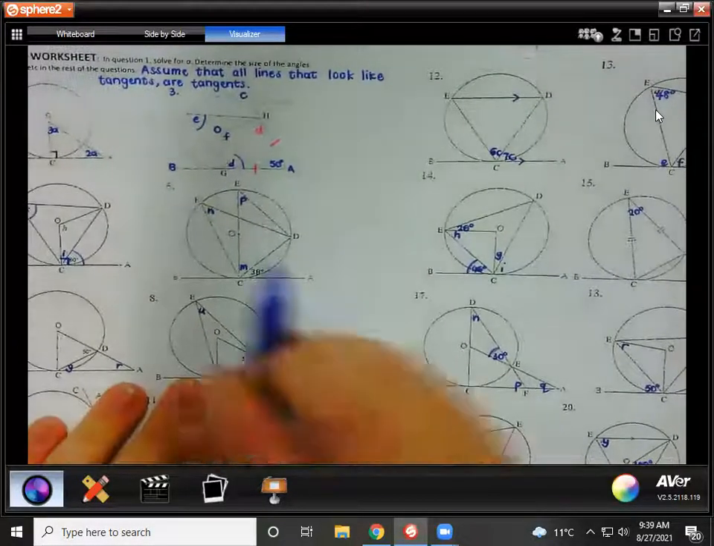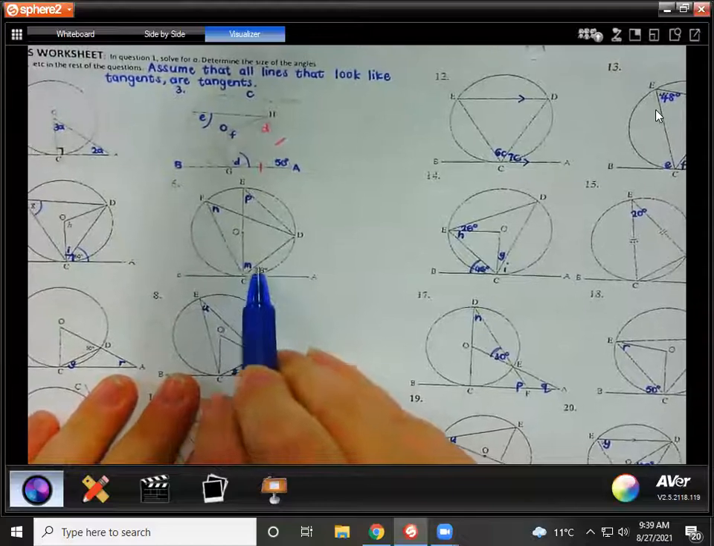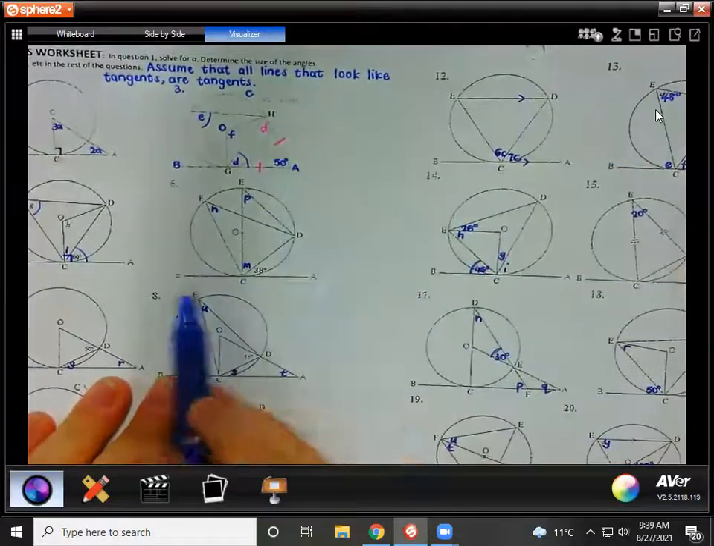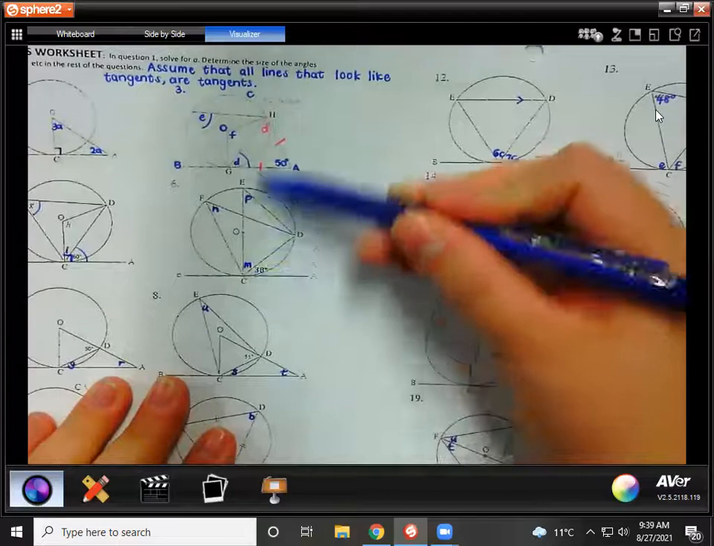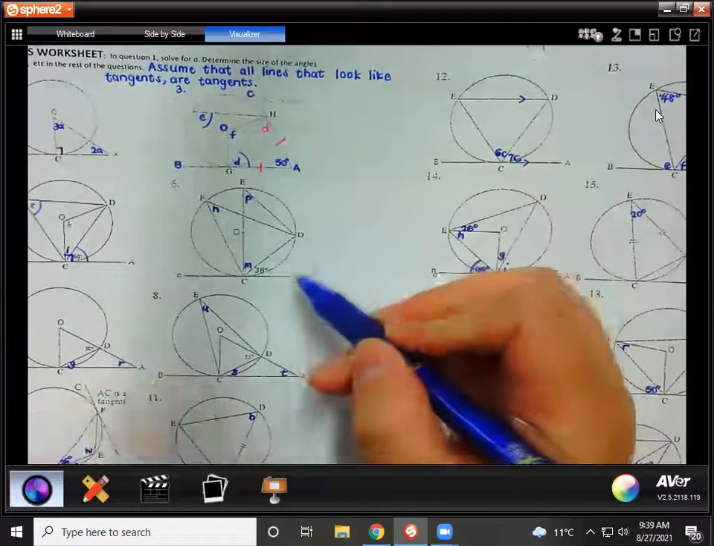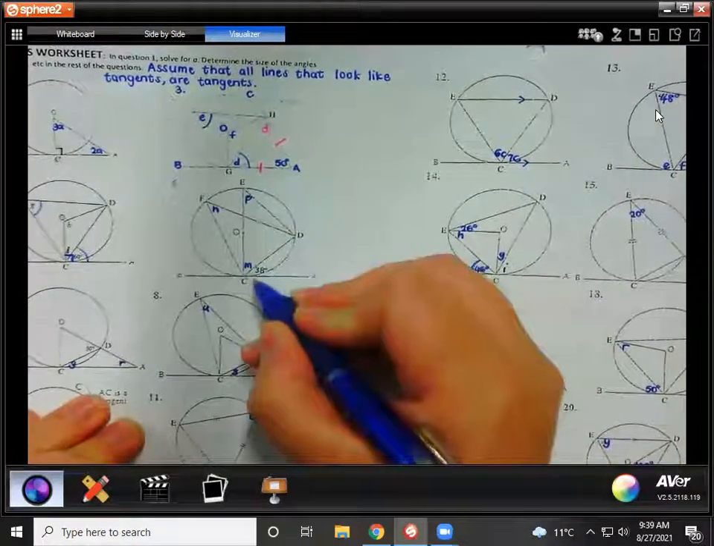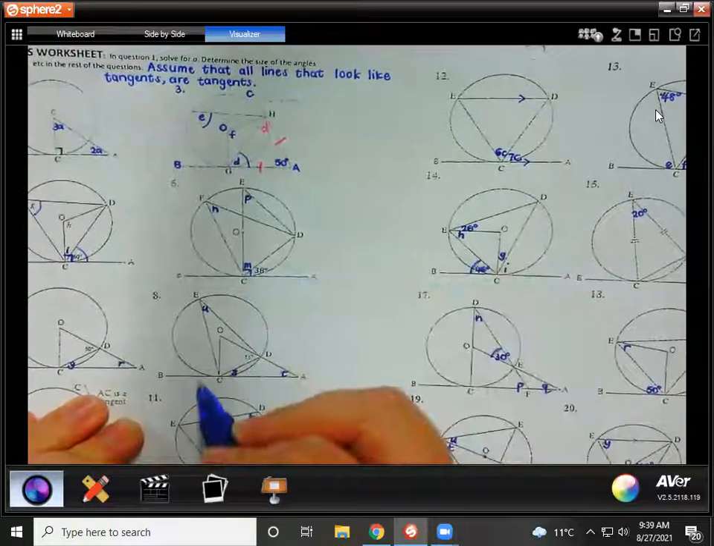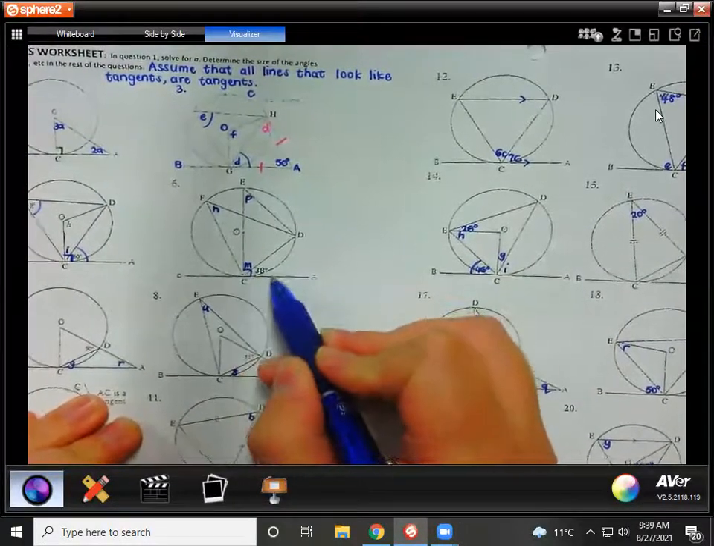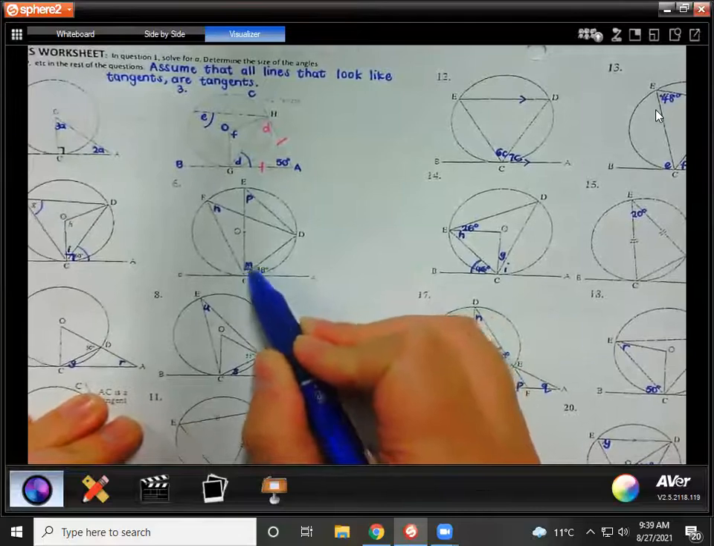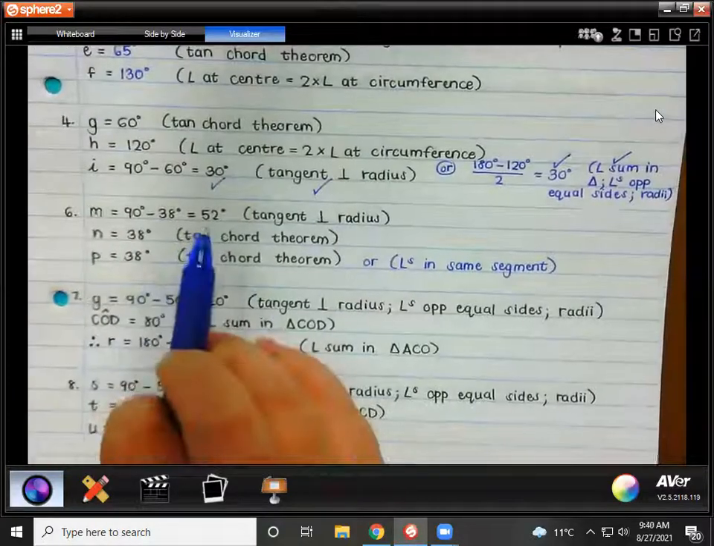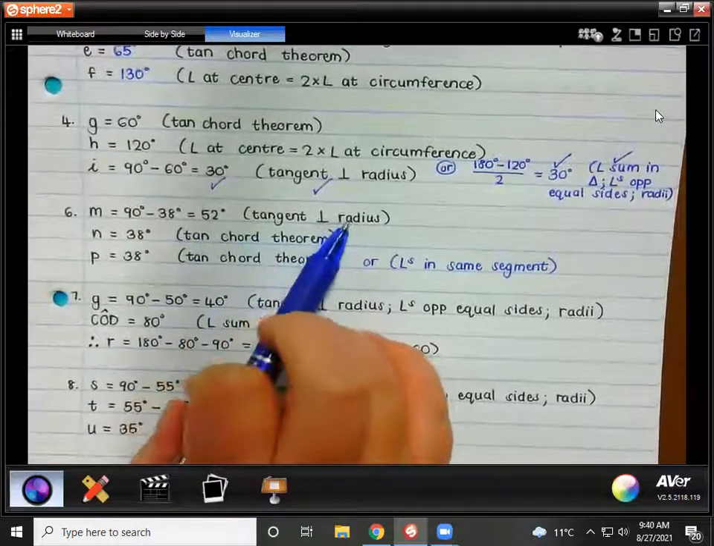All right, then number 6. So to get M, I use that method again, where we know that the tangent is perpendicular to the radius, or the diameter in this case. So that whole angle there is 90. So M will then be 90 minus 38. All right, to get M, which is 52 degrees, tangent perpendicular to radius.